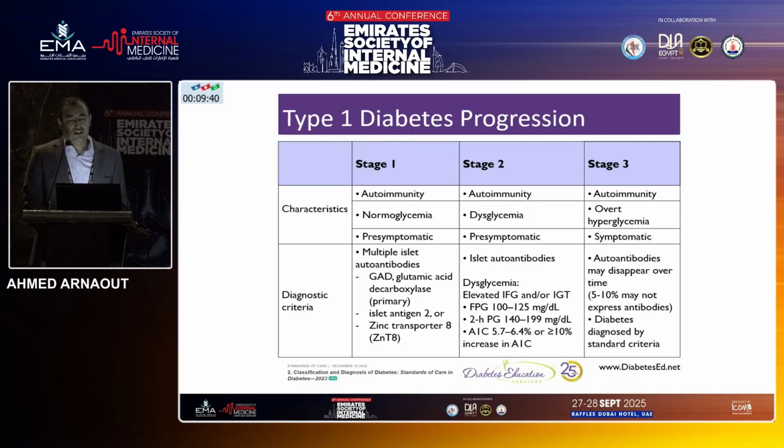These are the known three stages of type 1 diabetes. We have stages 1 and 2, which are usually pre-symptomatic, and this is where we make the diagnosis by the antibodies. And we have stage 3, which is the overt type 1 diabetes with hyperglycemia, and also the markers for the diagnosis.